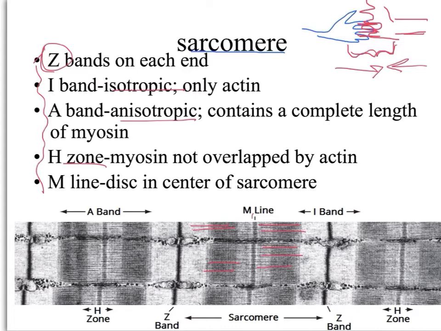So this M line is representing the center of a sarcomere. This Z band right here is representing the bracket. And so a sarcomere is going to be located right here. So this darker area is going to be representing the myosin. And then where it's a lighter area is simply actin. So again, for testing purposes, that's not that important.